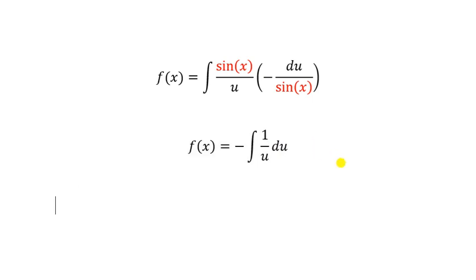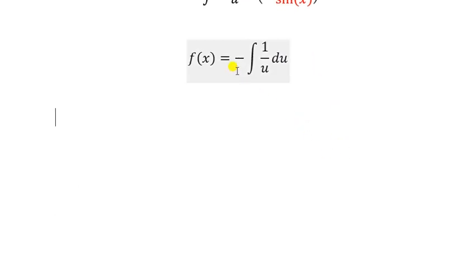Okay. So now it's a much simpler integral. Actually, this is a common case. The integral of 1 over u is nothing more than the natural logarithm of u. So f of x, in this case, equals minus the natural logarithm of u, absolute value bars.